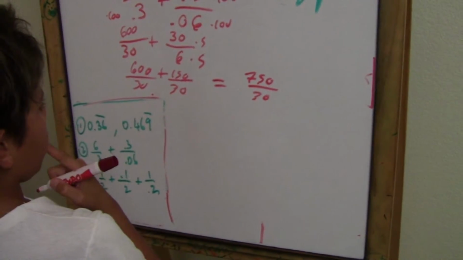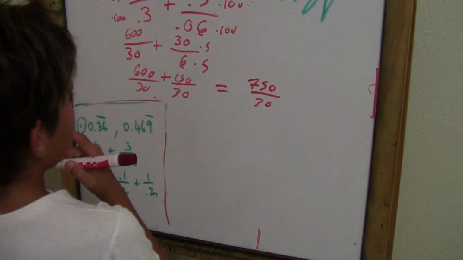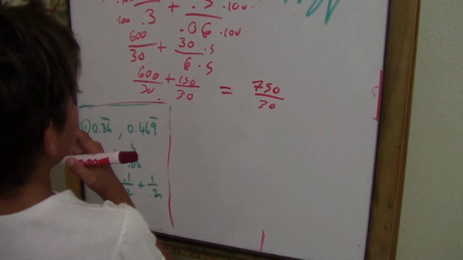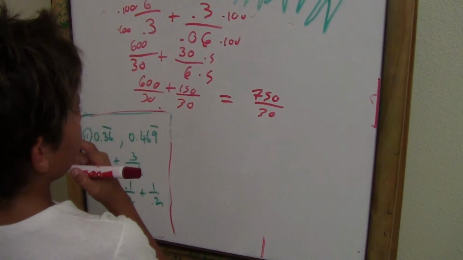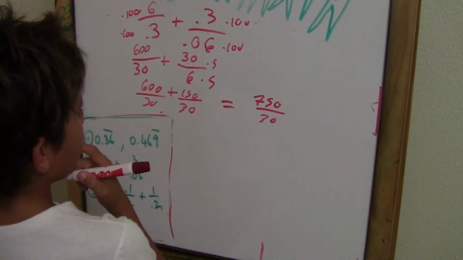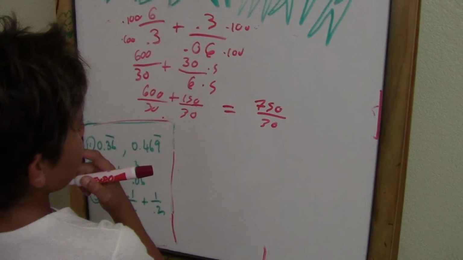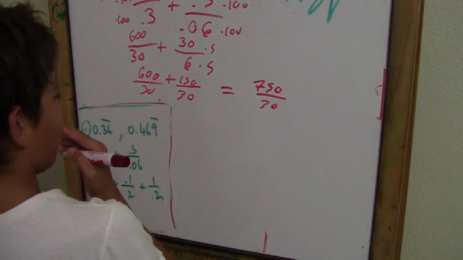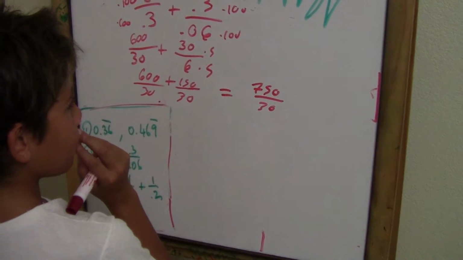Wait, I did something wrong. Did I do something wrong? I definitely did something wrong. Something doesn't look the same. 30 multiplied by 5 equals what? 150. Wait, what? 0.3 multiplied by 100 equals 30. I think I did something wrong. Did we do something wrong? Well, continue. It's maybe good.